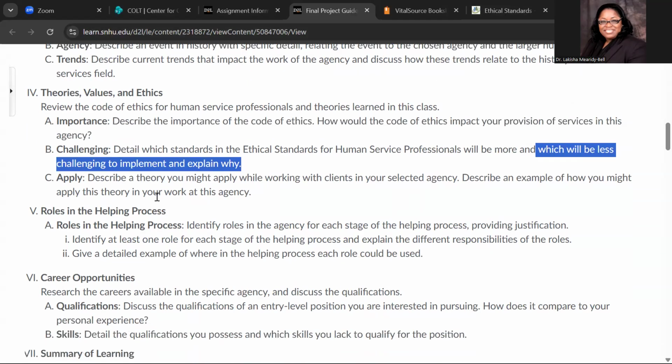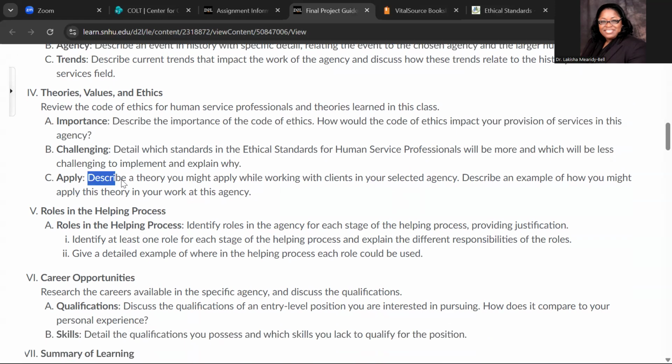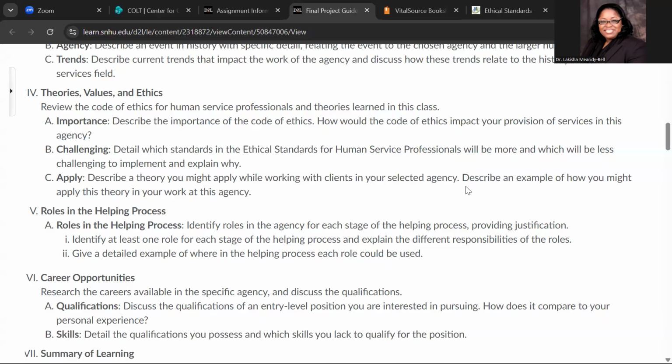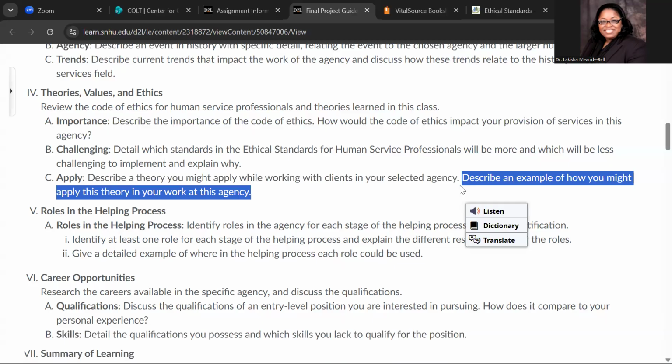Now, when we get to the theories, which is letter C, describe a theory you might apply while working with clients in your agency and describe an example of how you might apply this theory. This is where you're going to go back to your ebook and review those theories on page 75 and select one. Remember, just let me give you a heads up.